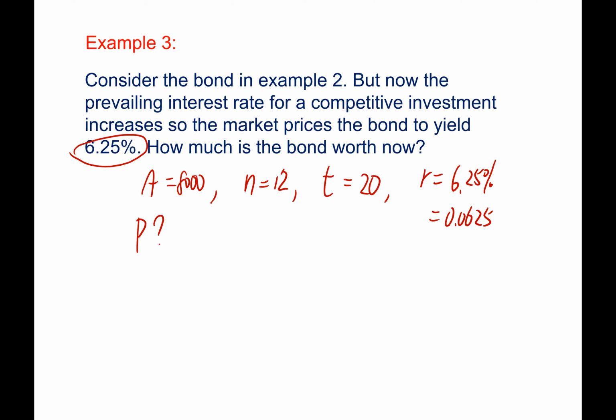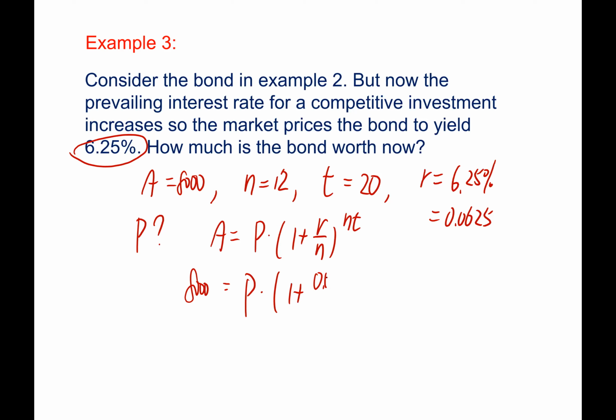All right, let's quickly get this principal amount for this particular bond. So one more time, apply the formula: principal times 1 plus r over n to the nt. Now throwing in all the numbers, 8,000. The principal is what we're looking for, 1 plus the rate, 0.0625, and dividing by 12, over 12 times 20, so 240 power.